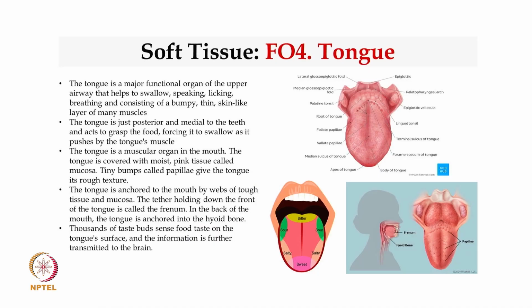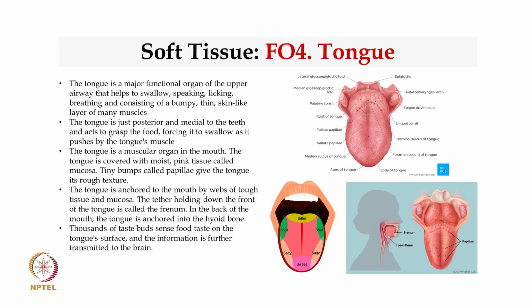The tongue is the major functional organ of the upper airway that helps to swallow, speak, lick, breathe, and consists of a bumpy, thin skin-like layer of many muscles. It is extremely muscular, has a lot of different layers of muscles, and facilitates so many different aspects like swallowing, speaking, licking, breathing, and several other aspects like tasting, of course, right?